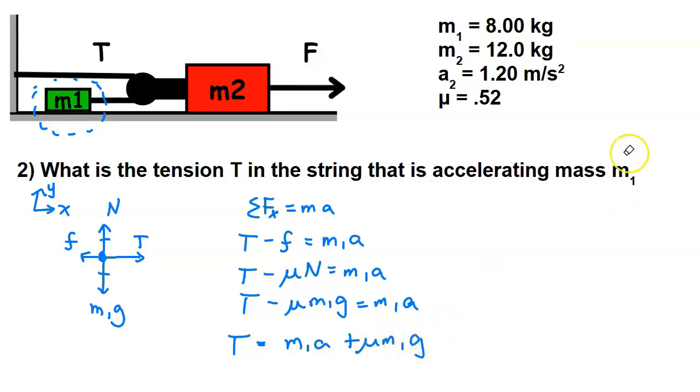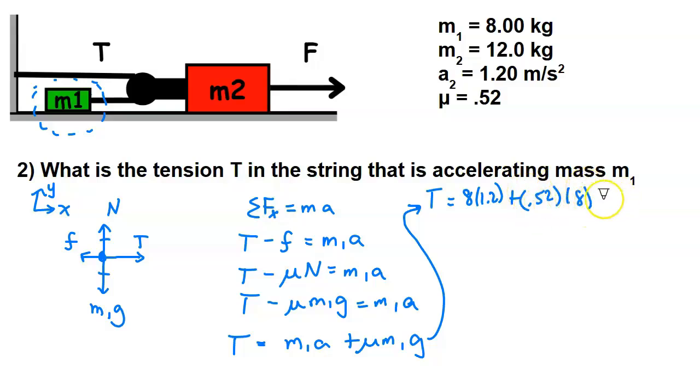Okay. Now I'm going to do some substitution of numbers, and we'll do that right up here. So we have the tension force is equal to M1, which is 8, times the acceleration of 1.2, plus mu, which is 0.52, times M1, which is 8, and g, which is 9.8. Then we can calculate that, and we get that the tension force is 60 newtons.